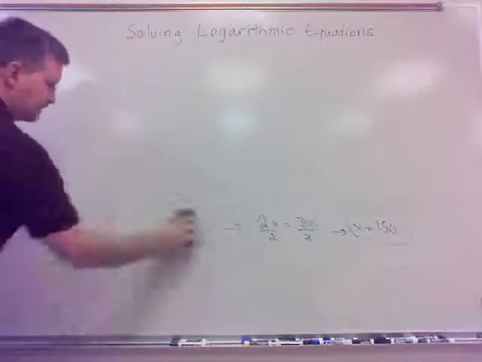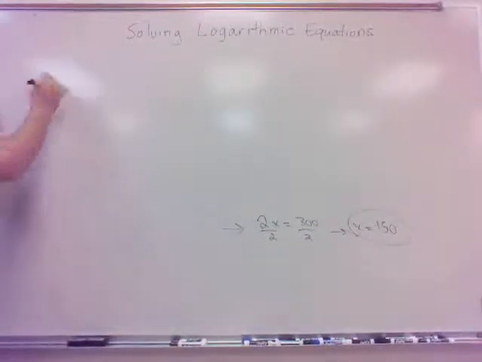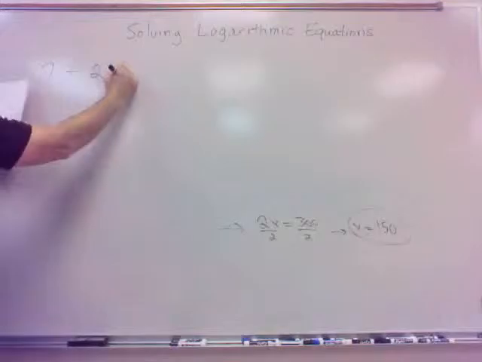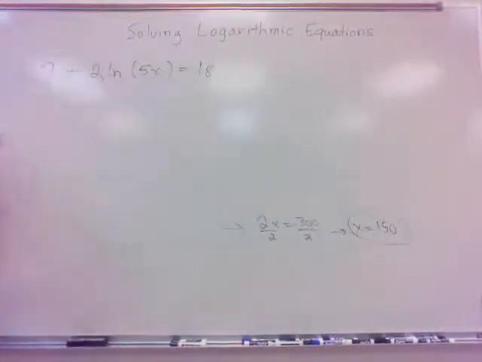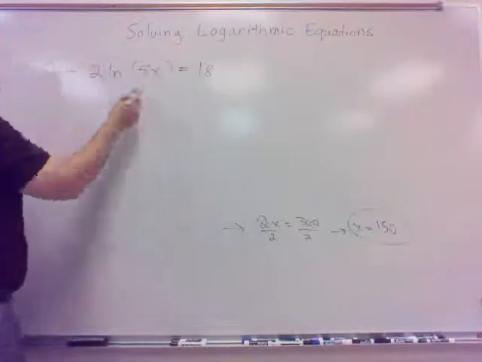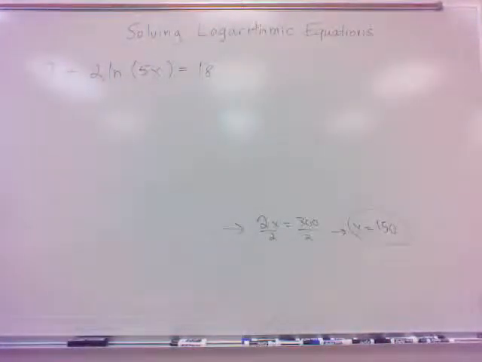What about this one here? 7 plus 2 ln of 5x equals 18. All right, well, got a similar problem as we had earlier. This logarithm has some other stuff with it. So I need to get rid of the other stuff with it, move it to the other side in essence, and get the logarithm by itself. I want the ln of 5x all by itself. So I need to move the 7 and the 2.